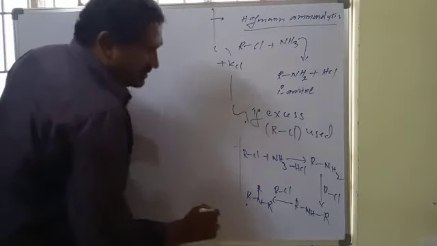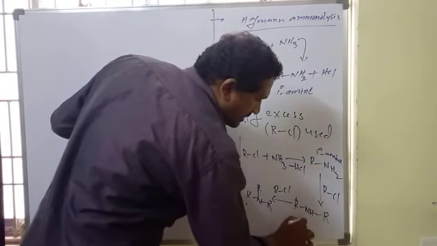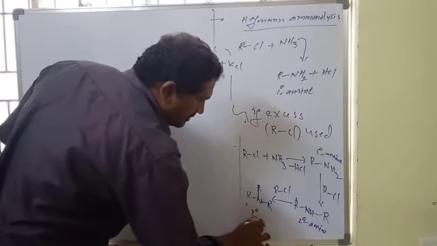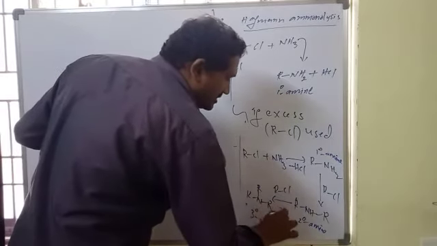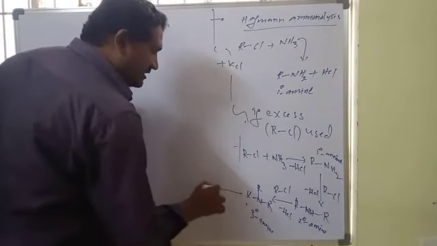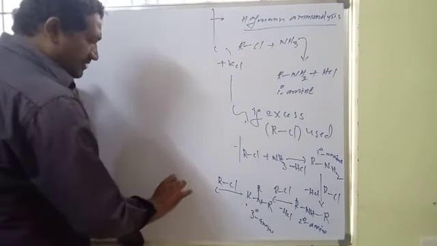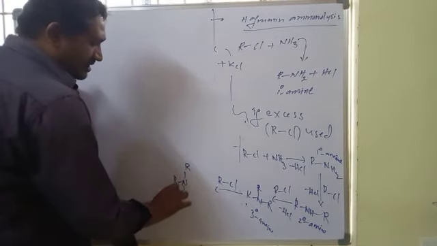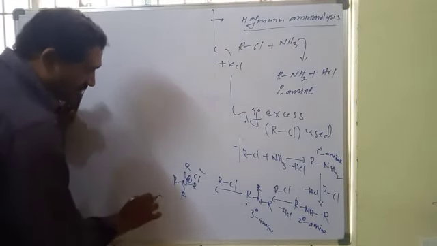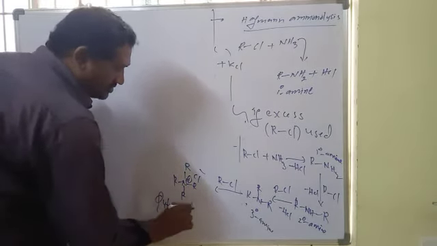So this is a primary amine, this is a secondary amine, this is a tertiary amine. Each time, minus HCl is eliminated. Next, if it reacts again with 1 mole of RCl, it forms quaternary ammonium salts plus Cl minus.